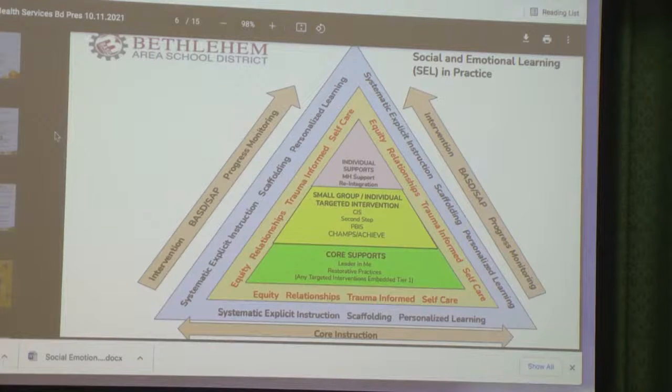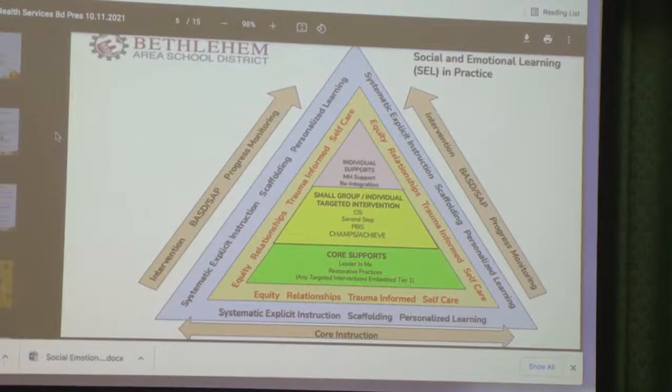Then you have the outer arrows, and those outer arrows define our intervention, our BASD SAP process, and how we progress monitor. And so everything you do to access our tier two and tier three supports, or embed tier two and tier three supports down to tier one across all classrooms, it's all based on information and data-driven processes through our BASD SAP program.